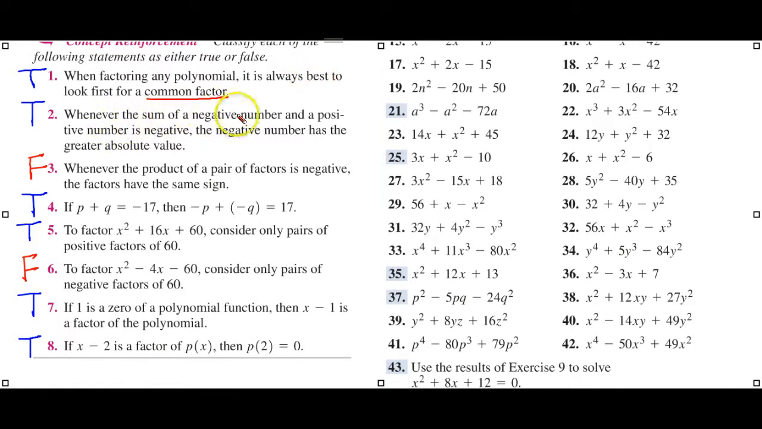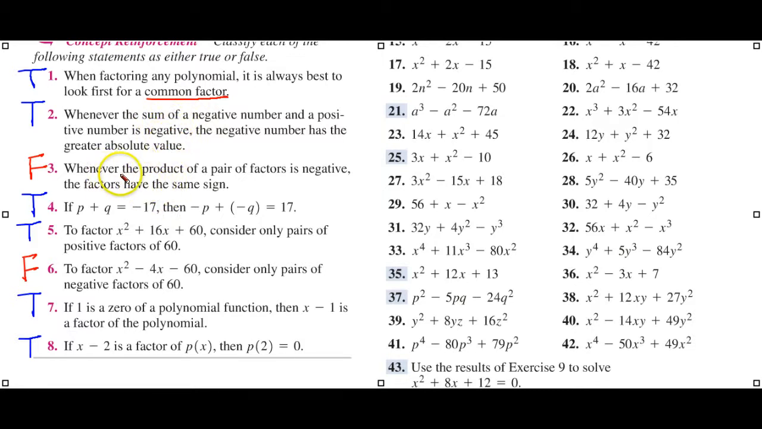Whenever the sum of a negative number and a positive number is negative, the negative number has the greatest absolute value. Well, we had said that in an earlier lesson.